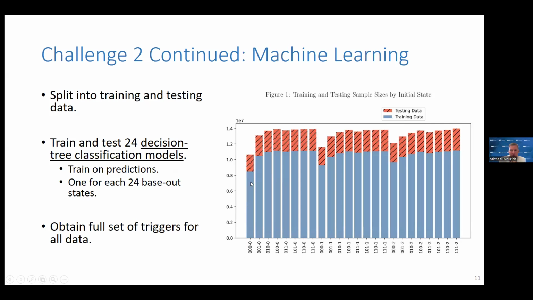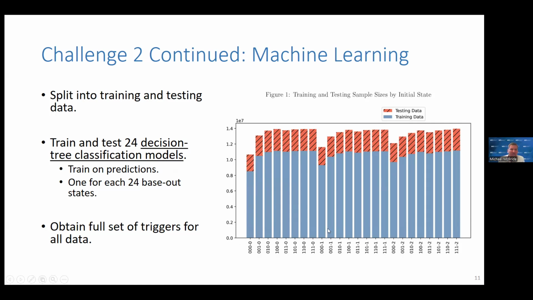So 24 different models. This gives you a sense of the size of the training data. We're only going to train on the data where there are the predictions, not the actual states, because we're trying to train it to predict out of the actual states. And so the number of observations we have for each initial state varies based on the number of observations we have. The more observations we have of a state, the less we have to train in that state, because we're training out of the sample data.